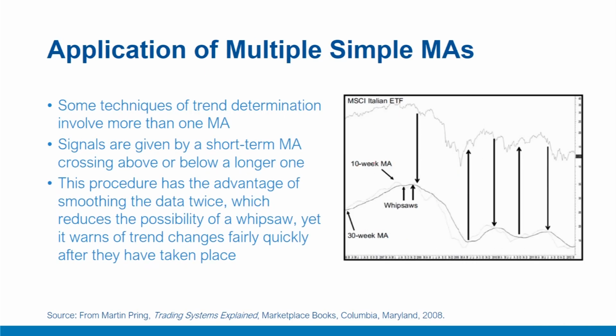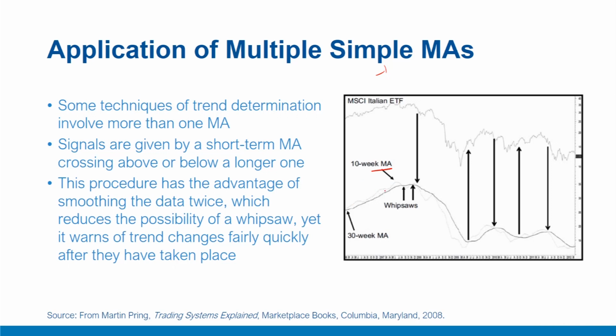Many such techniques involve trend determination with more than one moving average. Signals are given by a shorter term MA crossing above or below a longer one. This procedure has the advantage of smoothing the data twice. For example, as you can see, there is one 10-week MA and a 30-week MA. This reduces the possibility of whipsaw, and it warns of trend changes fairly quickly after they have taken place.